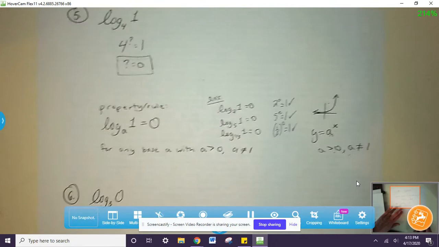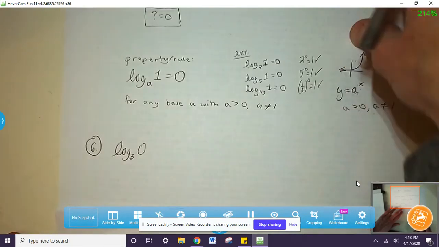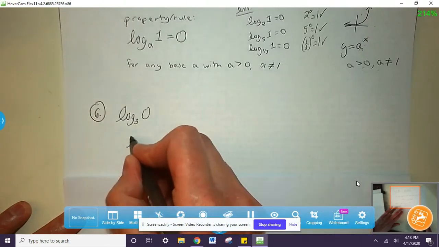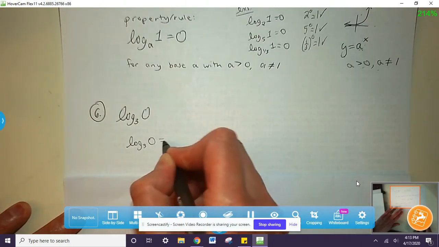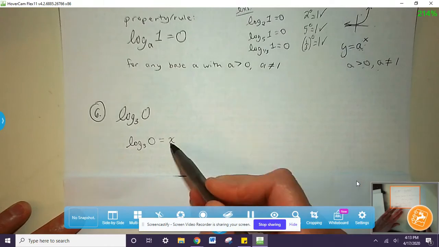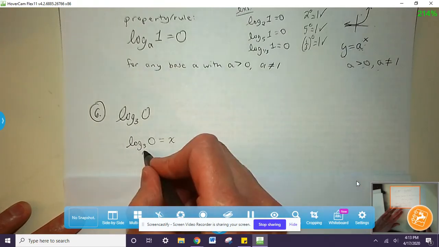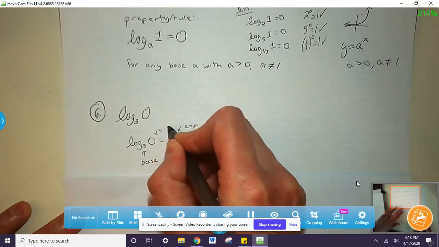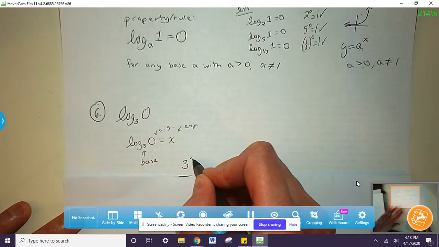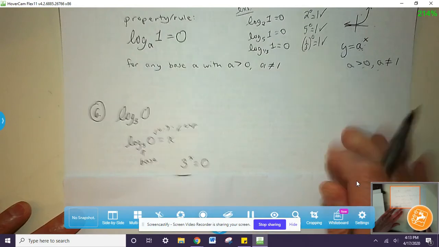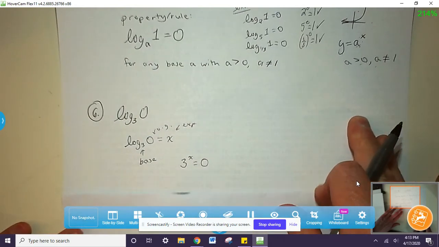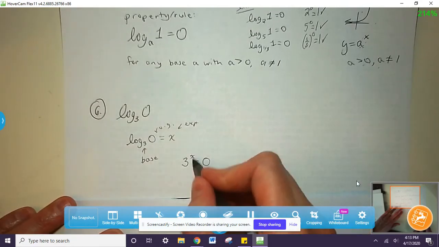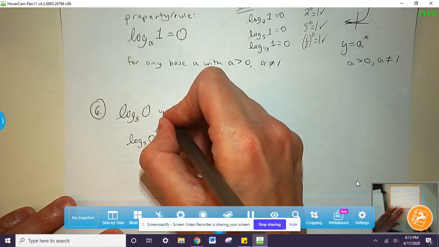Okay, next one is log base 3 of 0. Want to take a moment and try that one? I'm going to use x this time for that third piece. Here's my base, my exponent, and my other guy. And our job is to figure out 3 to what power gives you 0. And I hope you didn't work on that one for too long because it's not possible. Sorry if I tricked you. You can't solve this. This is undefined.